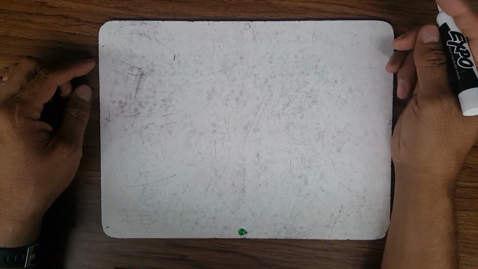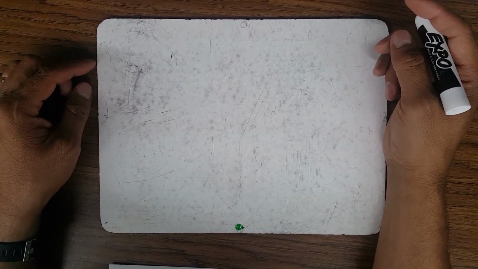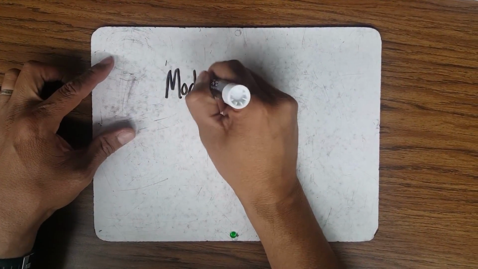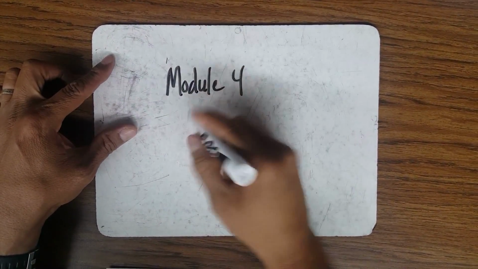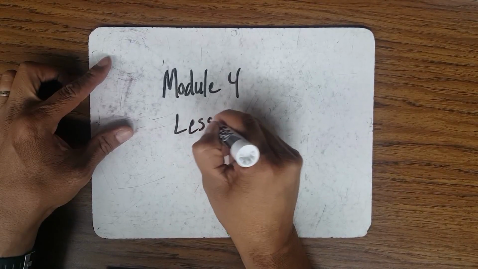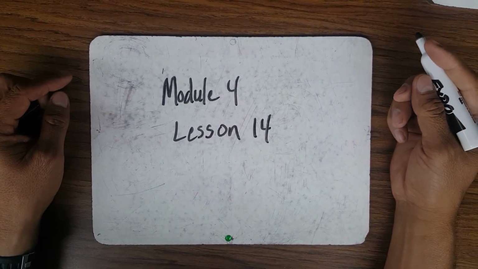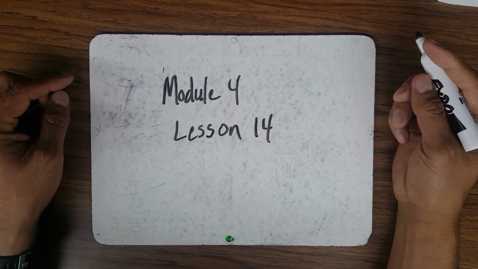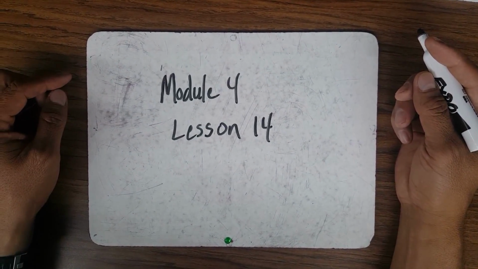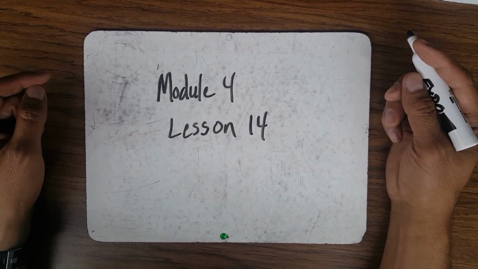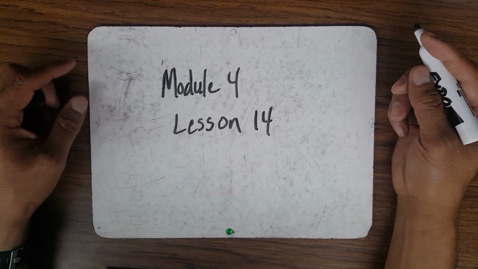Hello students, for the purposes of this we are doing Module 4, Lesson 14 of our math class. We are working on multiplying unit fractions by a non-unit fraction. What does that look like?